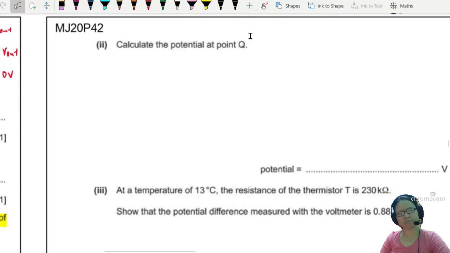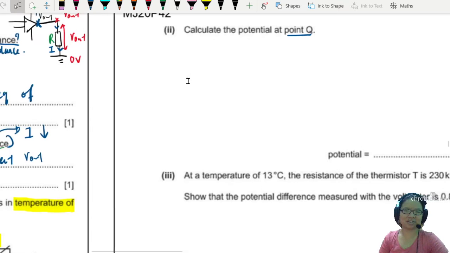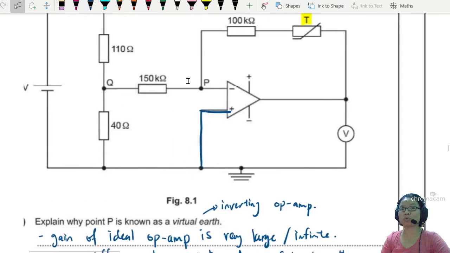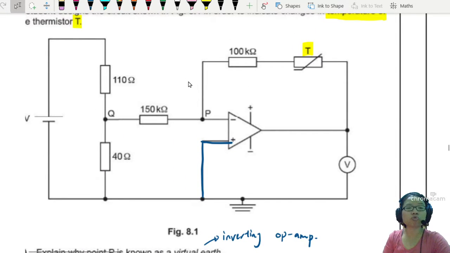Calculate the potential at point Q. Very curious. See what I did there? Never mind. Very curious to find the potential at point Q here. I'm just going to call this VQ.